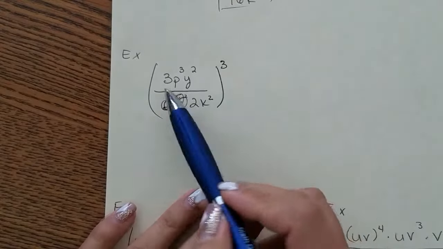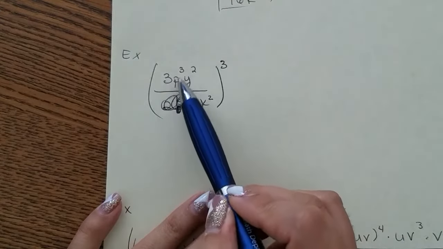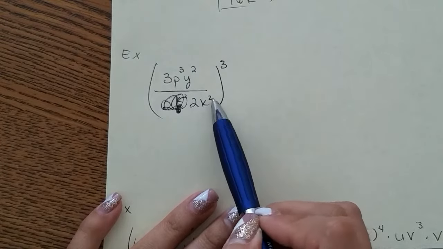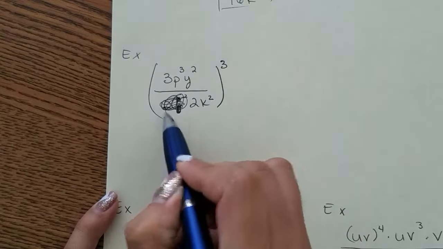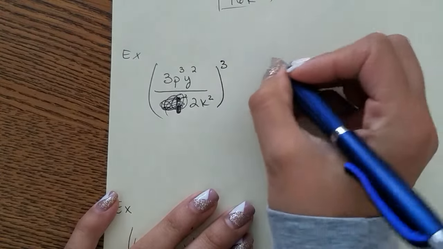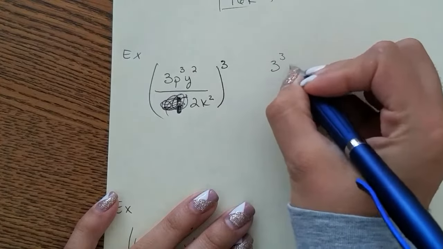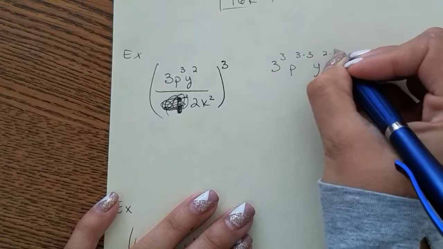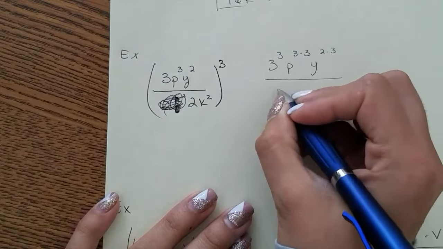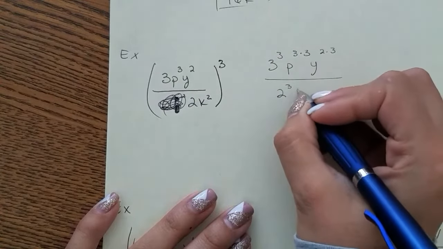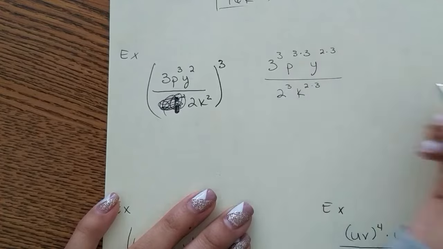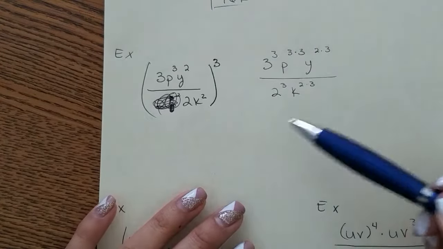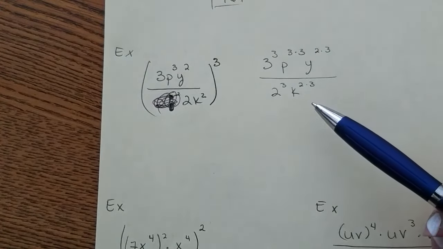All right, here we're getting more variables. This is 3p cubed y squared over 2k squared. Don't mind my mess over here. So that when you write it out, you have 3 cubed, p to the 3 times 3, y to the 2 times 3 over 2 cubed k to the 2 times 3. All right, so you can start seeing how it gets complicated.